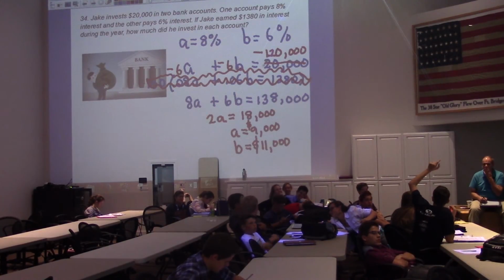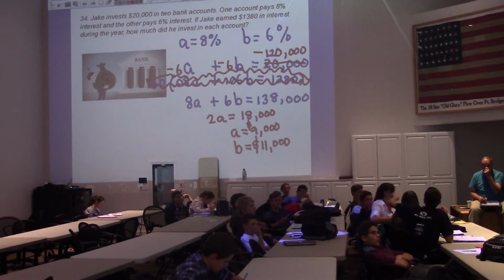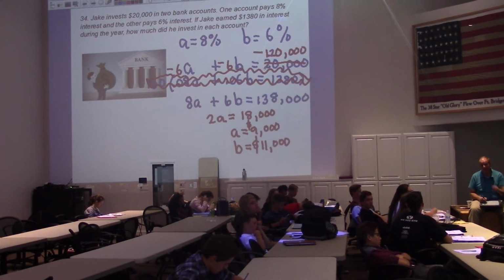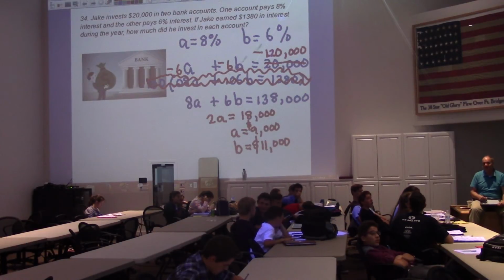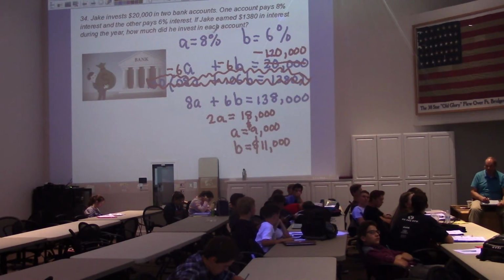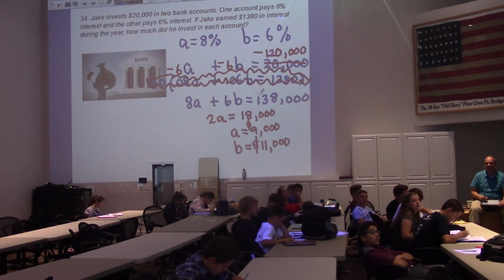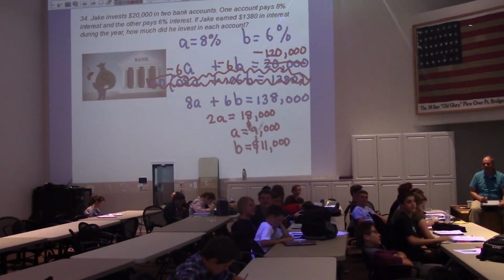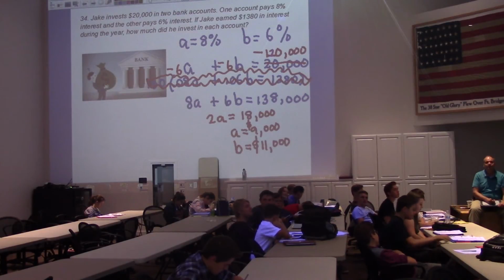Yeah, Ty? How does he make more for the 6%? Well, he put more in the 6% account than the 8% account, which is kind of dumb, right, Ty? This guy's not too bright, but he just did that. Okay, makes sense. Maybe because that account's a little safer, right?